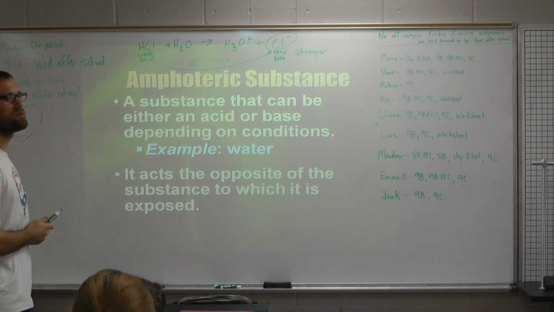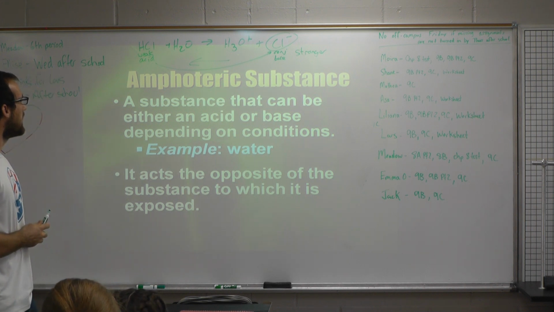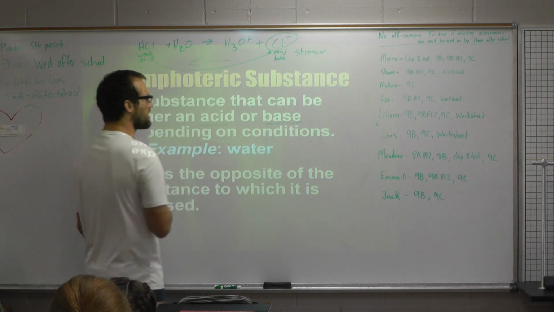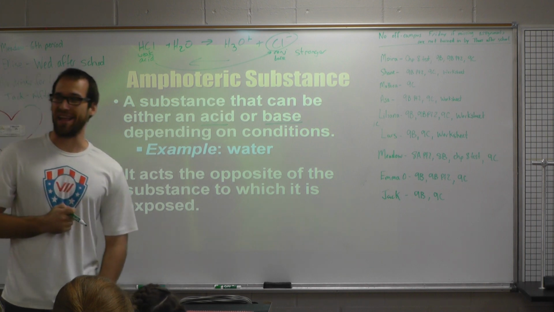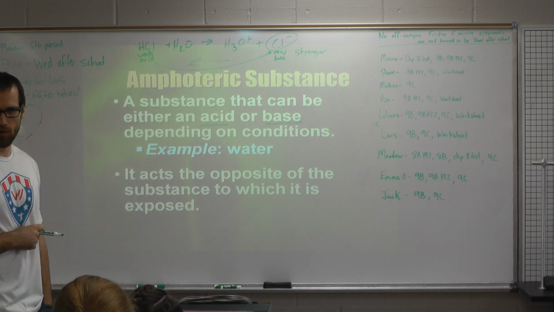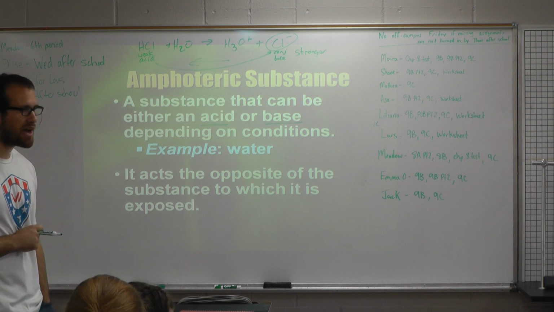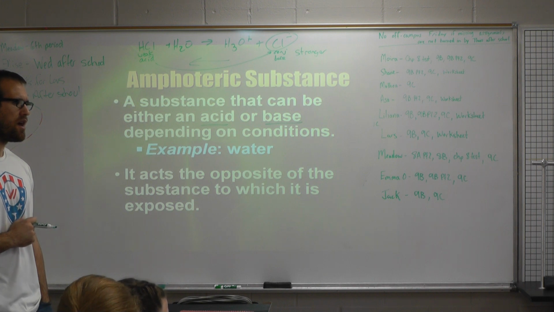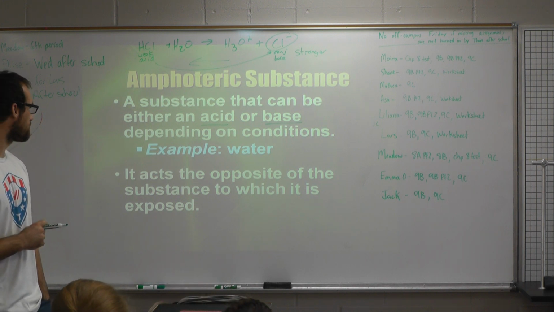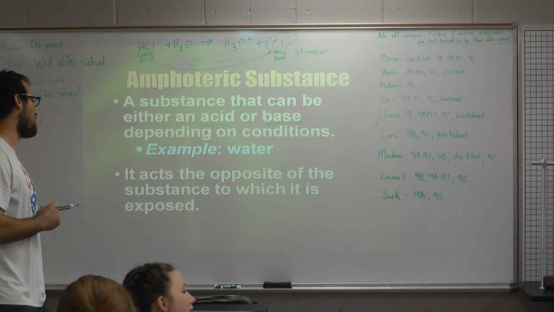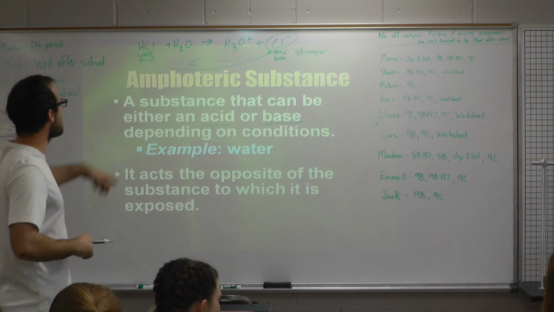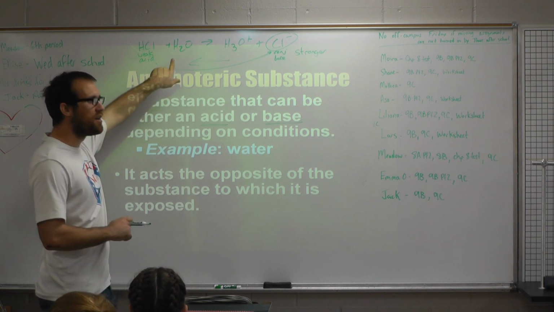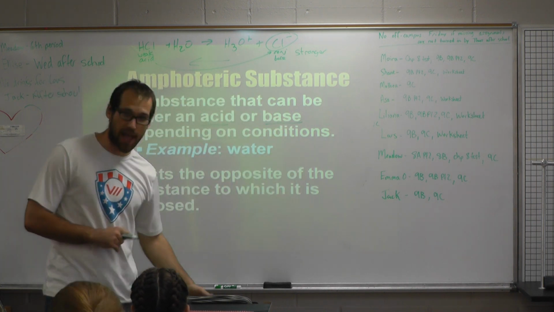Okay? So like I began talking about the other day, a substance that can act as an acid or a base, depending upon the conditions, is called an amphoteric substance. And the number 1 amphoteric substance that we will ever talk about is water. I will give you some other examples here in a little bit. It acts the opposite of the substance to which it's exposed. If I put an acid in water, the water will act as a base. If I put a base in water, the water will act as an acid.